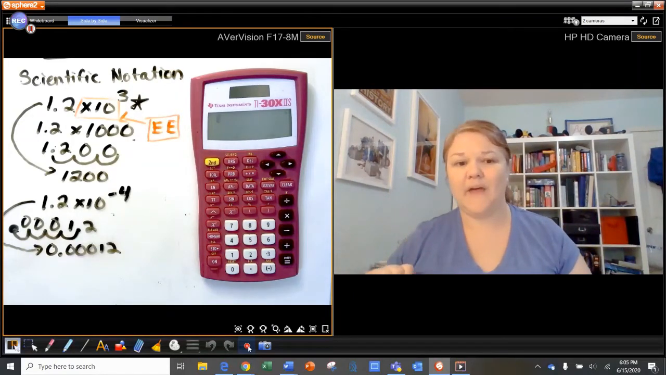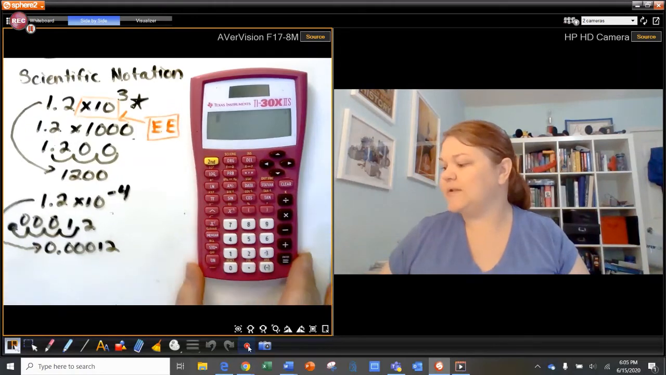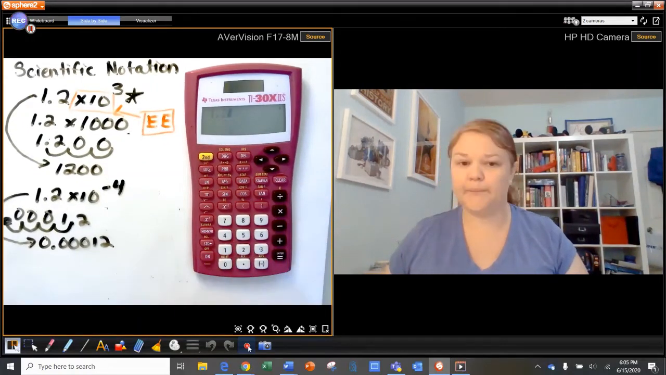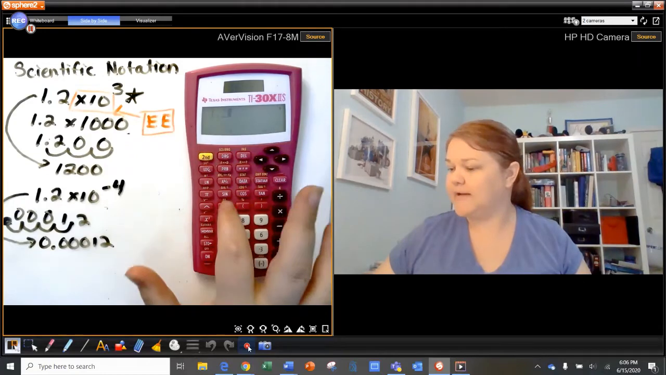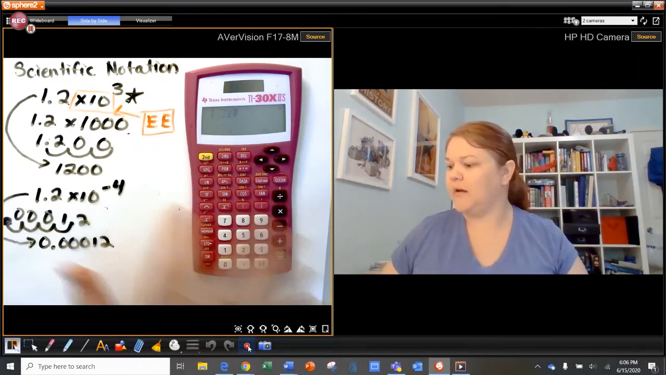So let's take a look at what that might look like. So say I took this 1.2, I'm typing my number in scientific notation, so I'm going to put E, I'm going to put that third.